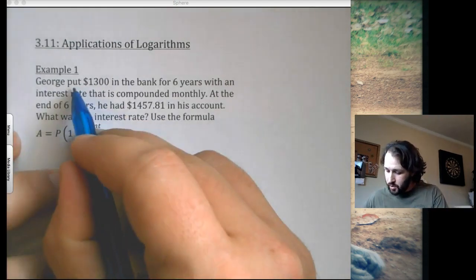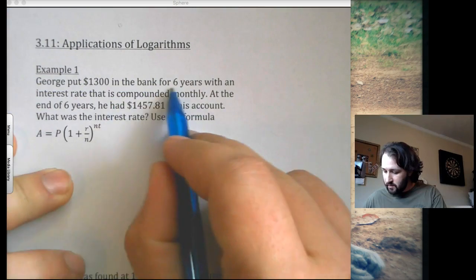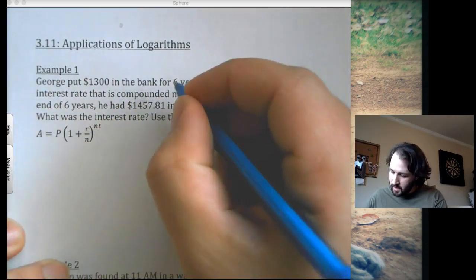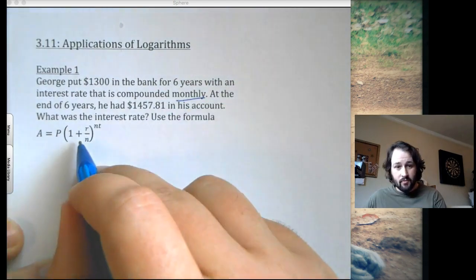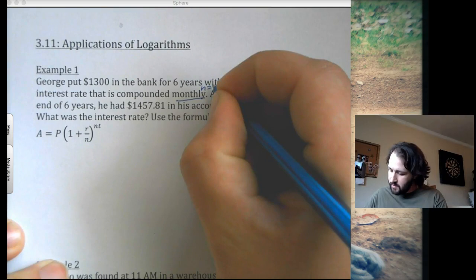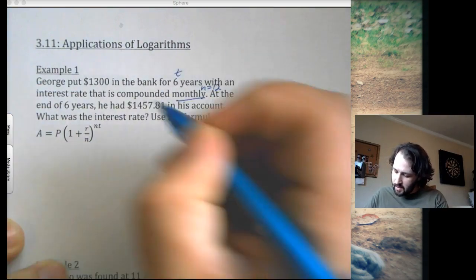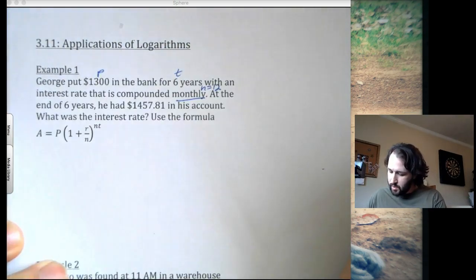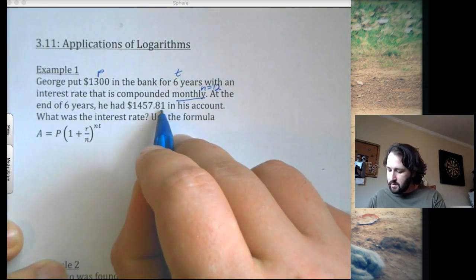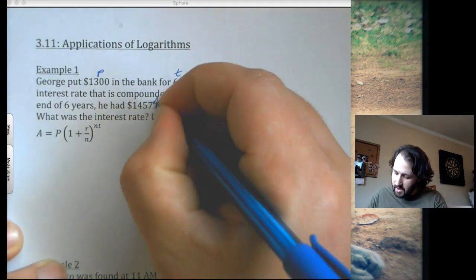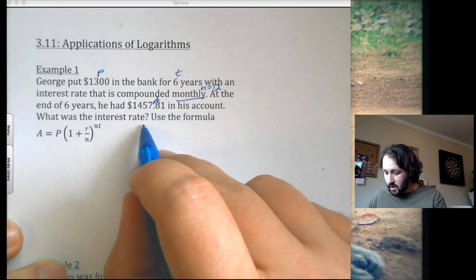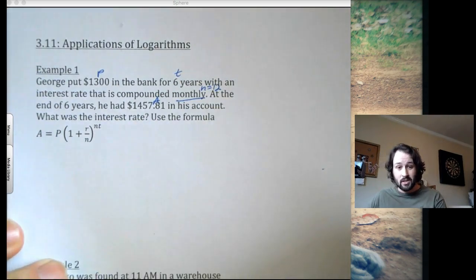So we have George put 1,300 in the bank for 6 years with an interest rate that is compounded monthly. So I see this compounded monthly. I have my formula right there. But if it's compounded monthly, that tells me n equals 12. 6 years, there's my time. There's my principal, because that's how much he put in. At the end of the 6 years, he had 1457.81. So that is actually my after amount. So what was the interest rate in his account in order to get this much money?